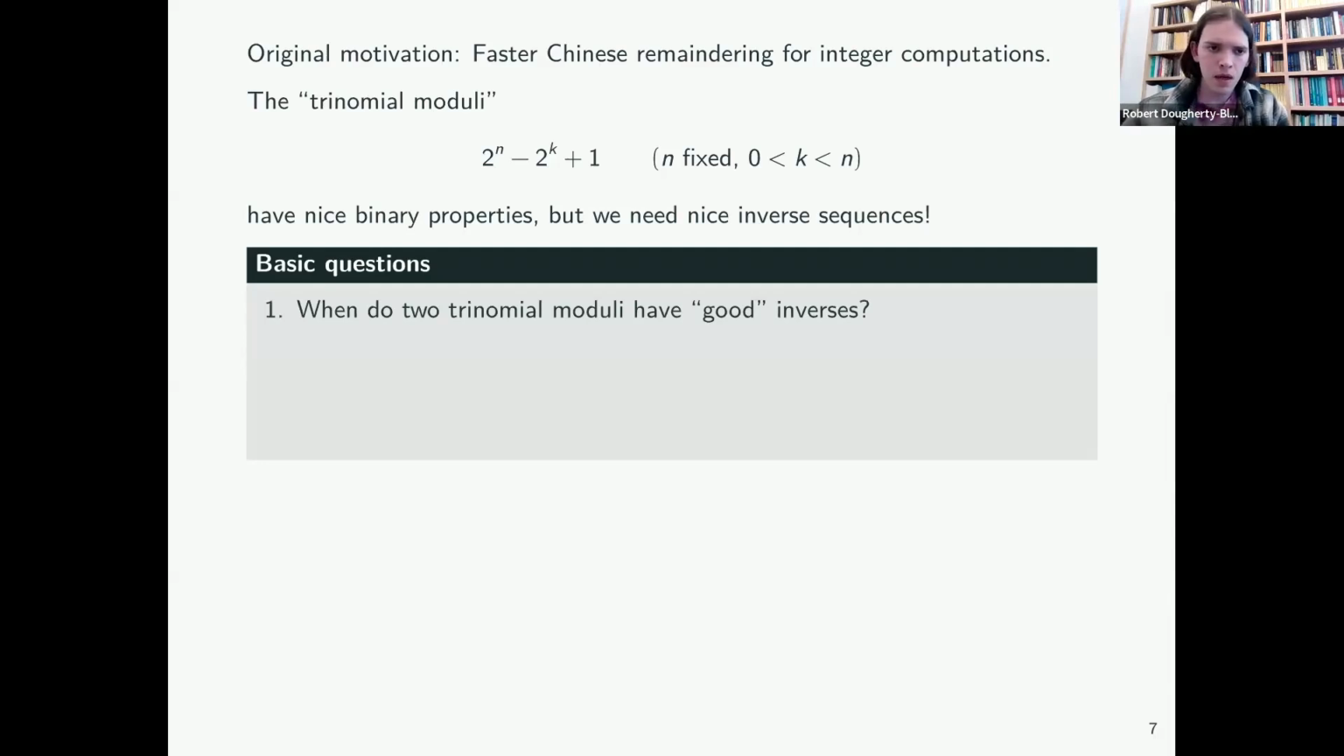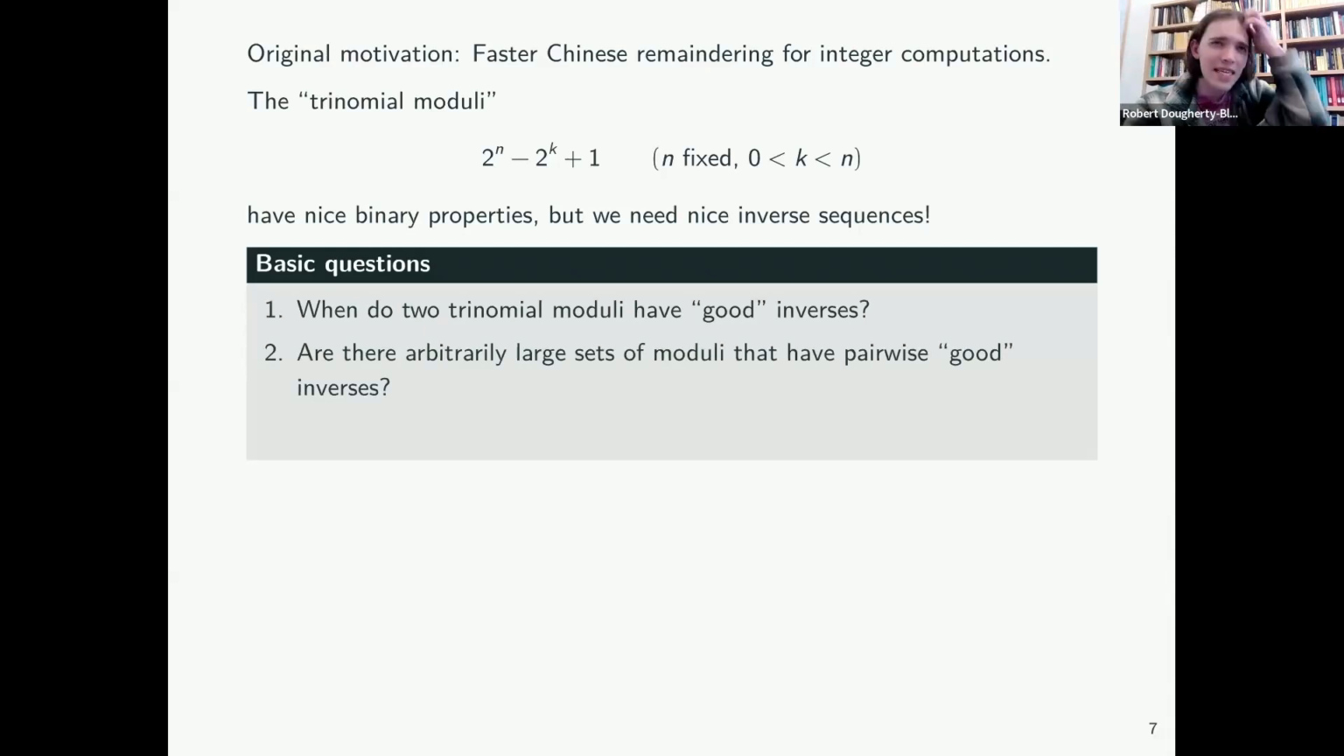The second question was, how is it even possible to get arbitrarily large sets of these moduli that have this behavior pairwise, meaning if you pick any two of them from your set, they'll be relatively prime and have good inverse behavior? Because the Chinese remainder theorem is typically made better by having more moduli. Is there some theoretical limit to how many of these moduli you can pick at once? How far do you have to go to find them? And then finally, how do you find these large sets if they exist at all? Just theoretically knowing that they're out there isn't much good if we can't find them and use them somehow.